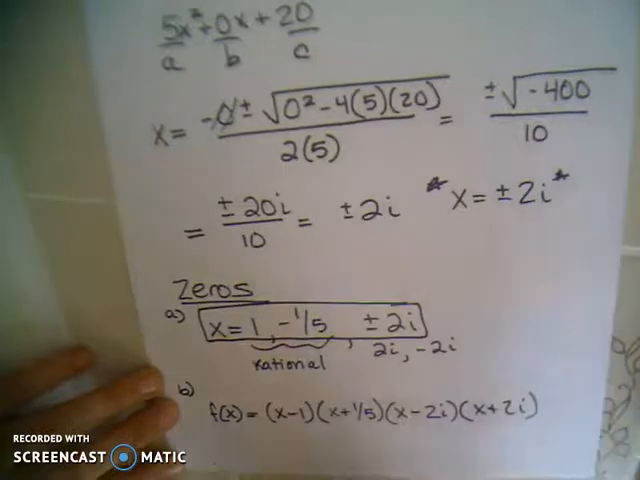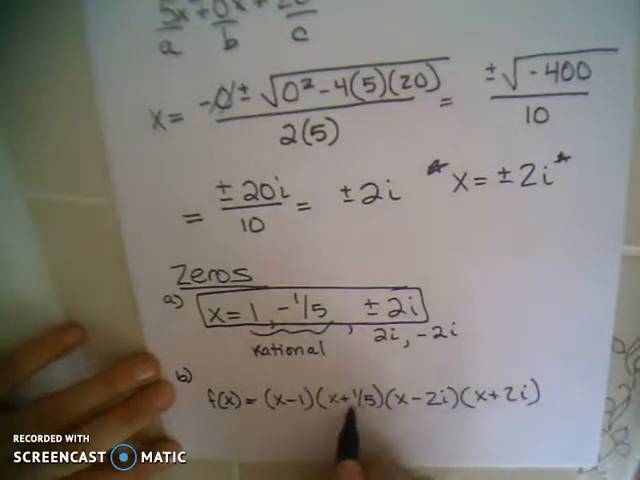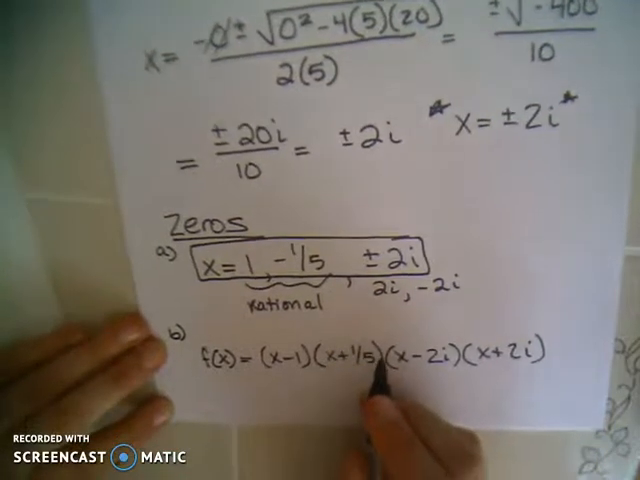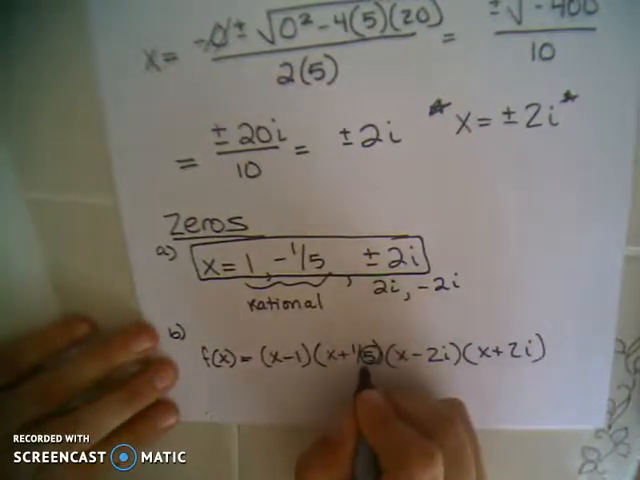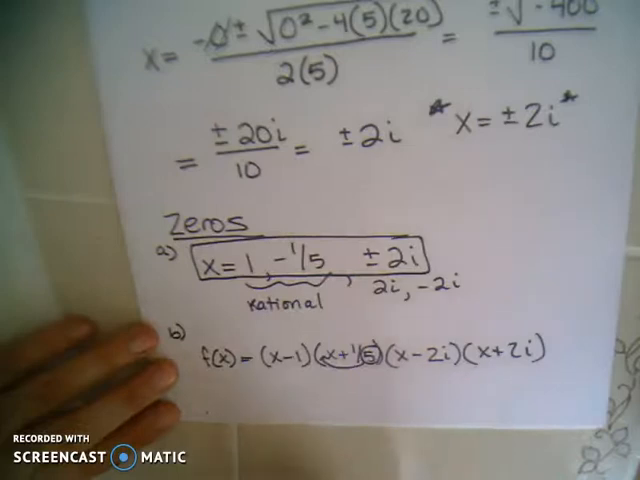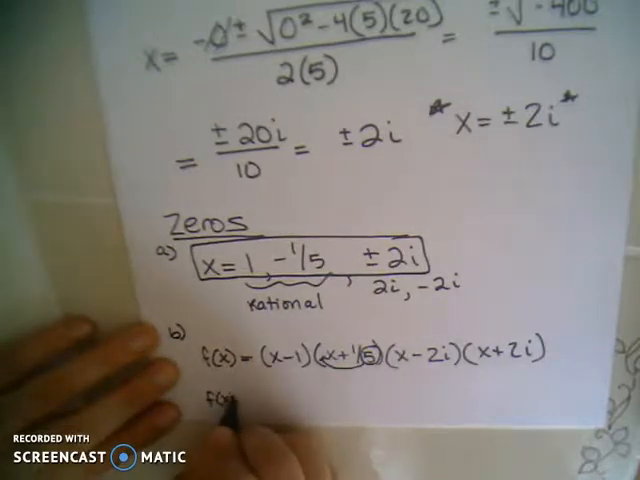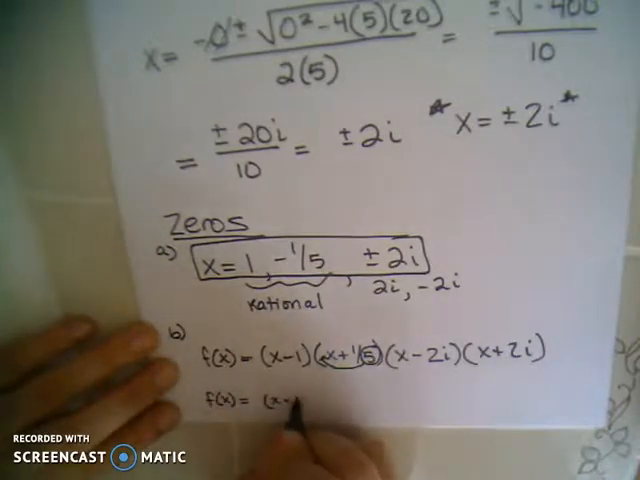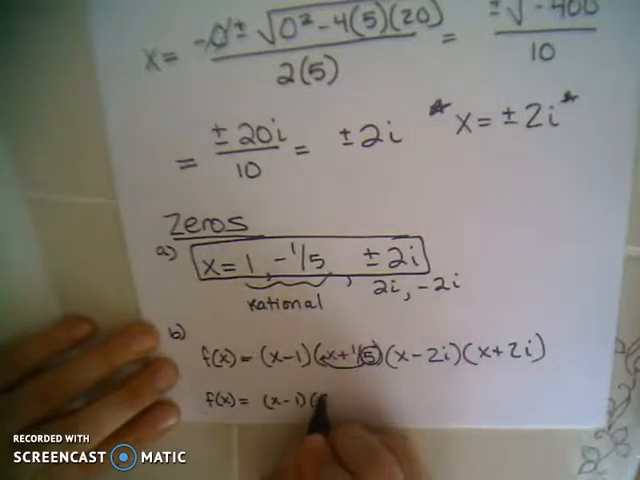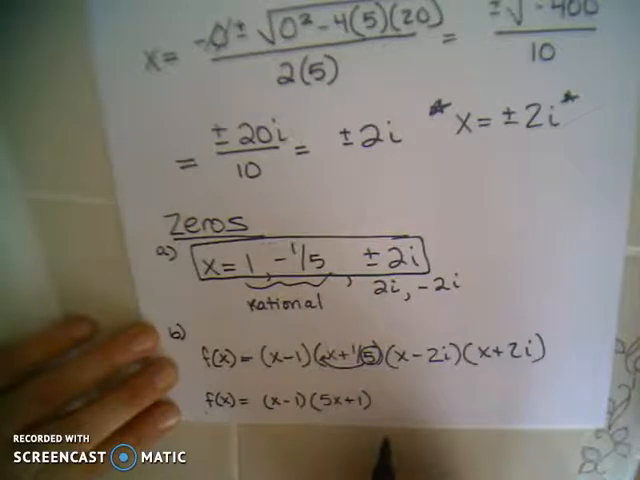This is not my final answer because I don't want to leave a fraction in one of the factorizations. What we're actually going to do is take that denominator and pull it to the front. So my final answer for the factorization is x minus 1 times 5x plus 1 times x minus 2i times x plus 2i. And that is f of x completely factored. And we get that just by finding those zeros.